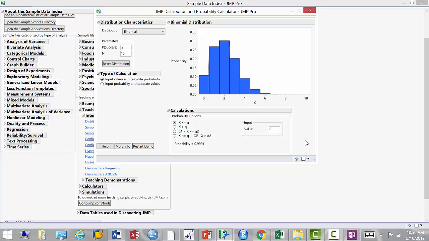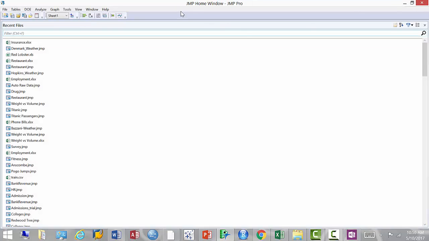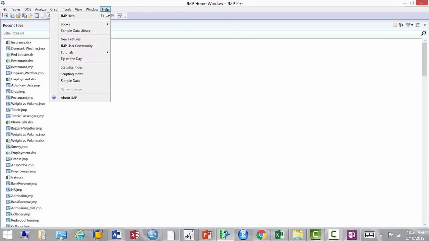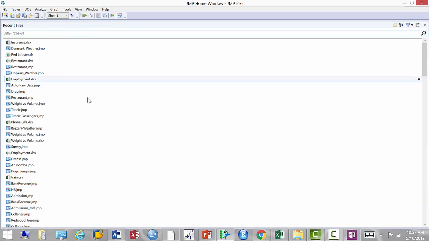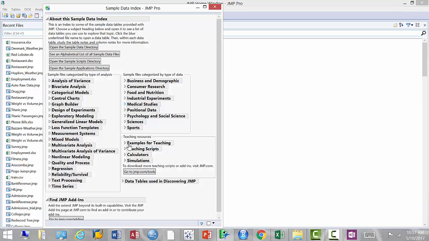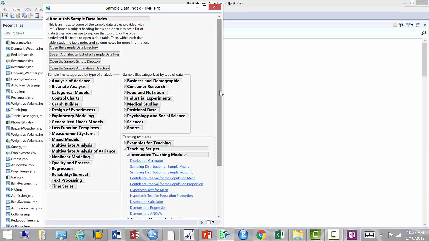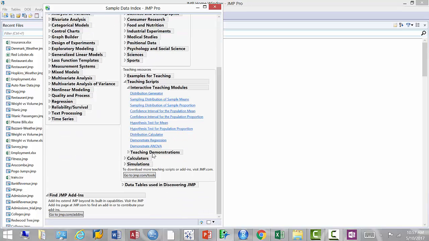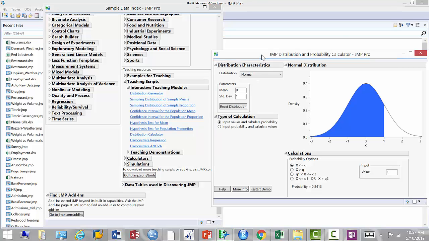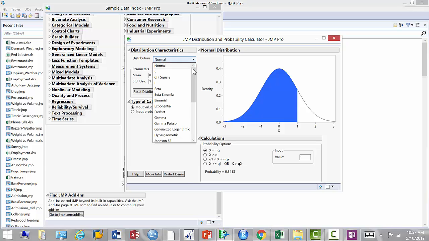Can you say which calculator it is again? I'm trying to write it down. Sure. Here. How to get there, right? Yep. So you go to help. You go to sample data. All right. And teaching scripts. Yep. You expand teaching scripts, interactive teaching modules. And in this list you find distribution calculator, right? And that's basically everything that you possibly, there are a lot of distributions.